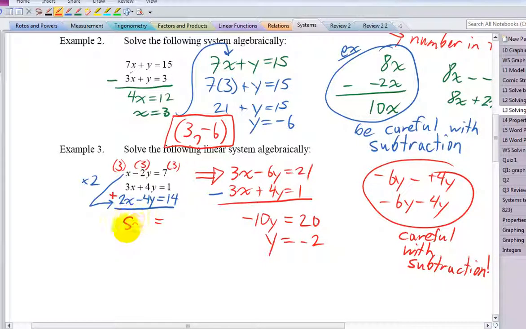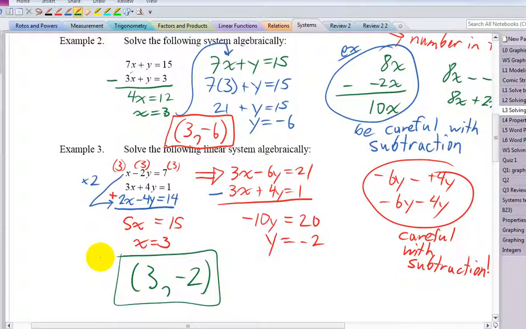So we should have got 5x equals 15, x equals 3. And then our final answer would be (3, -2), put it in a little box. There we go. Any questions at all?